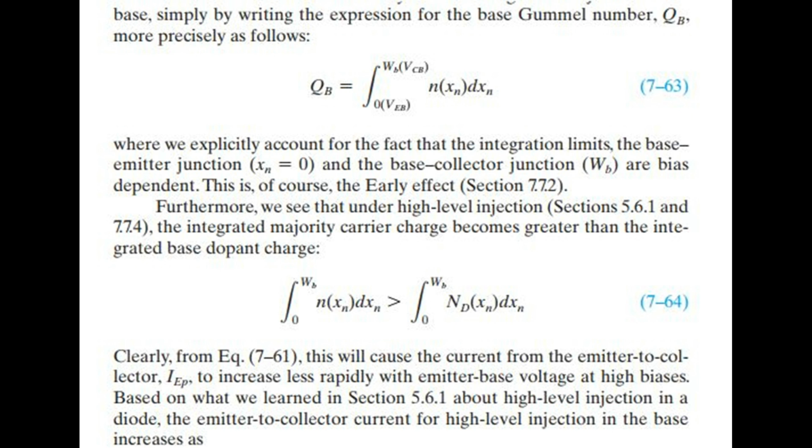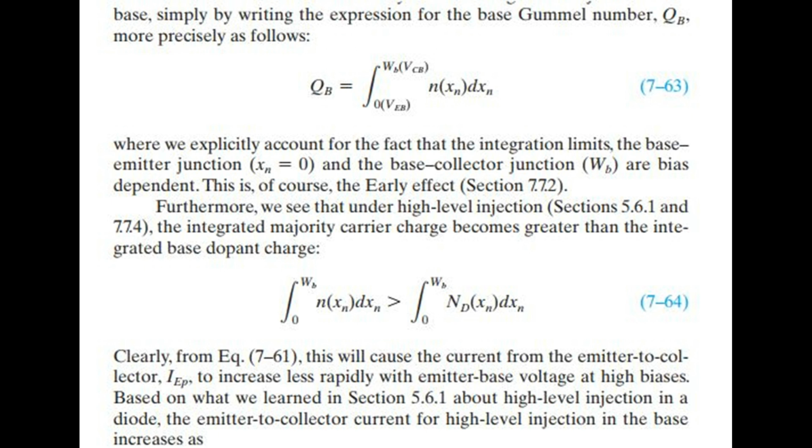Furthermore, we see that under high-level injection, sections 5.6.1 and 7.7.4, the integrated majority carrier charge becomes greater than the integrated base dopant charge. Clearly, from EQ 7.61, this will cause the current from the emitter to collector, I_EP, to increase less rapidly with emitter-base voltage at high biases.